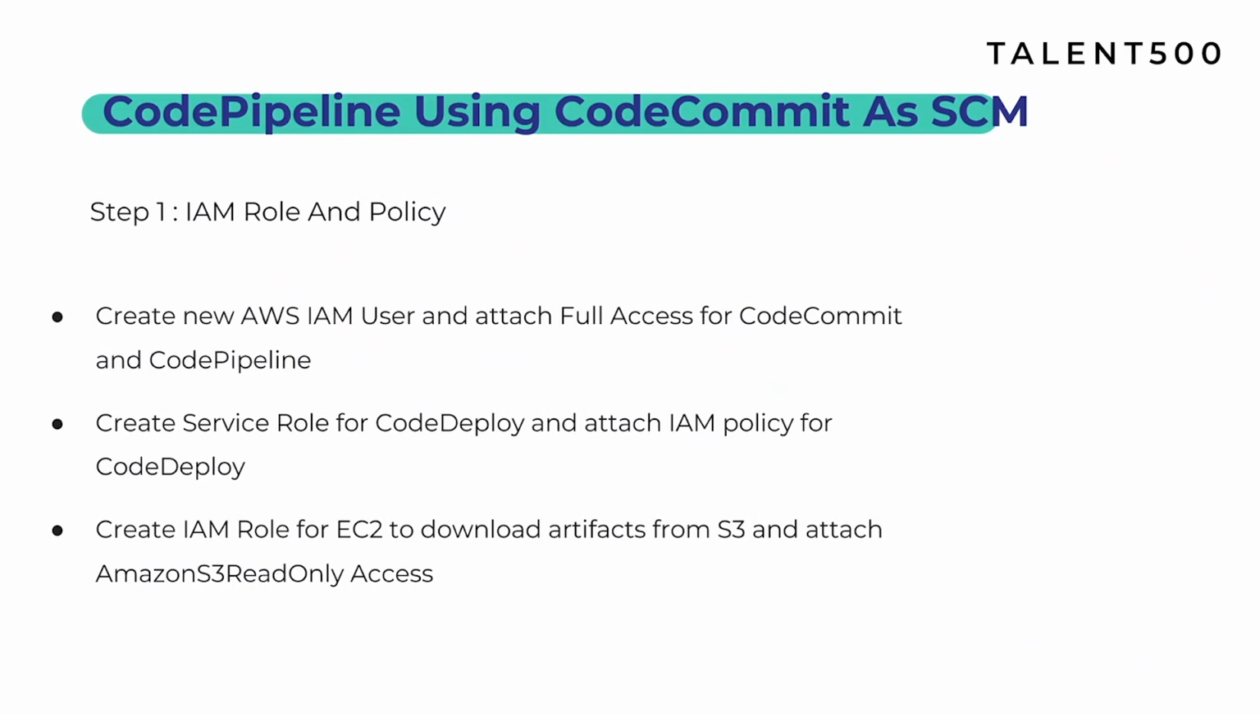So the first is, what all IAM roles and policies you have to create. One IAM user which has full access for CodeCommit and CodePipeline. Then you need to create a service role for CodeDeploy. And then you need to have an IAM role for EC2 to download the artifacts which are stored in S3. So in short, for one service to access another service, we need to set up some IAM role and policy. That would be our first step.